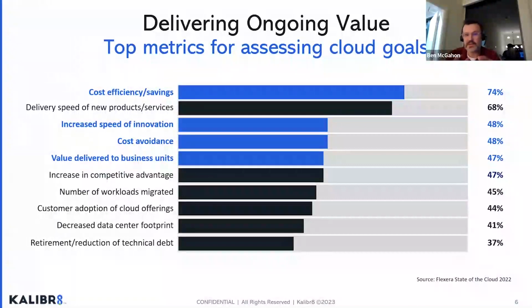So again, here are the metrics that drove those results. Cost saving, number one, increased speed of innovation, cost avoidance, value delivered to business units. And I think that's an important one, right? Value is about your spend being productive. And as you'll see in later slides, the waste that we're seeing in the public cloud is really high.